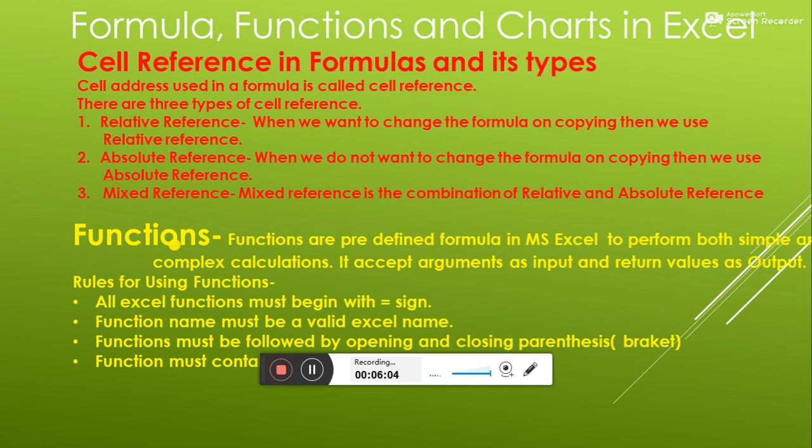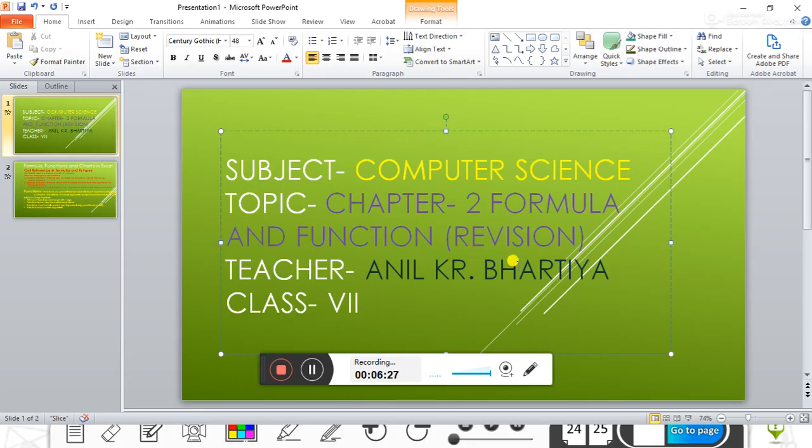And fourth rule, a function must contain an argument. Because if you do not give any argument, then the function will not return any result. Argument means input. If you do not give input, then we can't get output either. This is all about your function class.